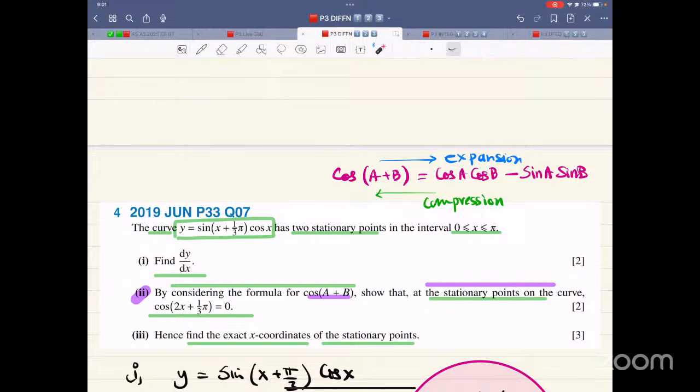That means if something is written like this, there are two terms with cos, two terms with sine, and a negative sign in the middle. This is A, so A goes in the bracket, this is B, B goes in the bracket, and the negative sign gives me positive. So compress it. That's what the examiner is hinting at by saying consider the formula.